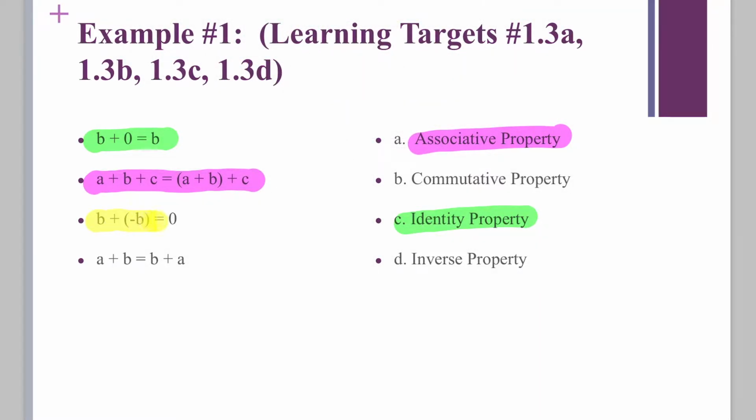So moving to the third one, we have b plus negative b. So we're adding the negative, but we know that the negative is the opposite of the positive, right? And so which one of the properties dealt with the opposite of a number? And that would be the inverse property that states a number added to its opposite is 0.